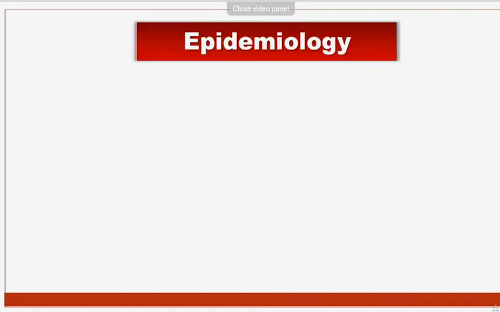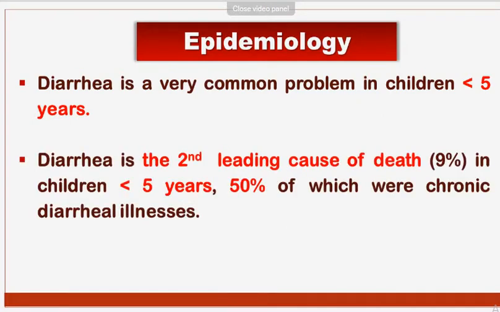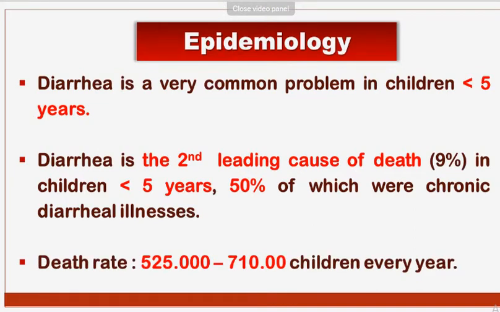What is the epidemiology of diarrhea? When we talk about diarrhea, we talk about the most common problem we face in pediatric practice, here and everywhere. Diarrhea is a very common problem in children less than 5 years old, and it is the second leading cause of death in children less than 5 years, and 50% of these are chronic diarrheal illnesses. We will learn the difference between chronic and acute. Each year, diarrhea kills about 700,000 babies and children all over the world.